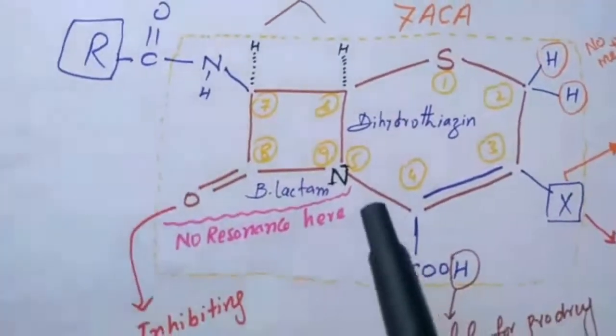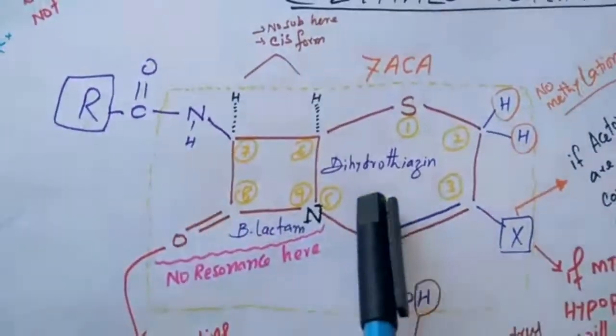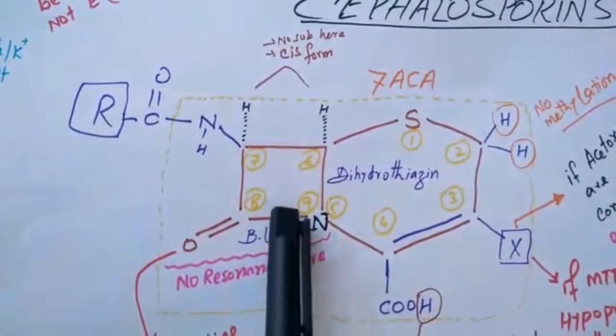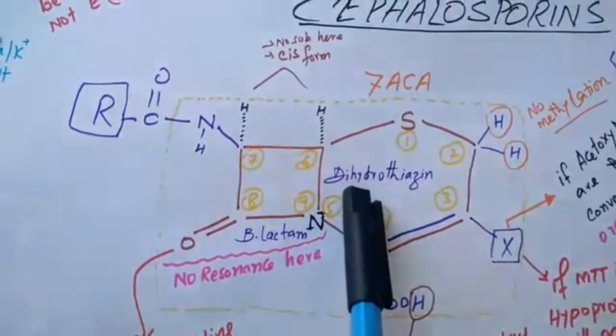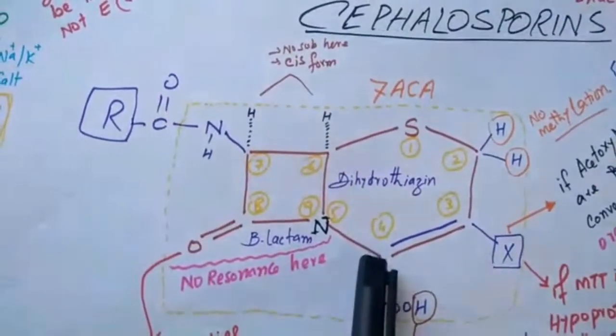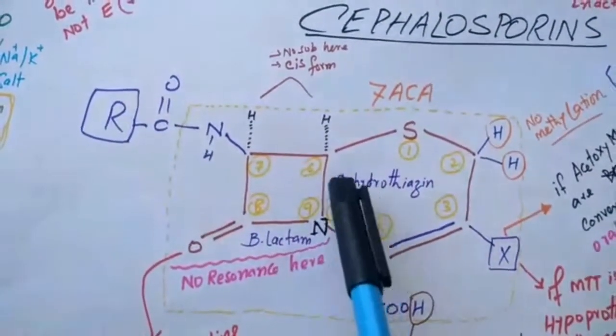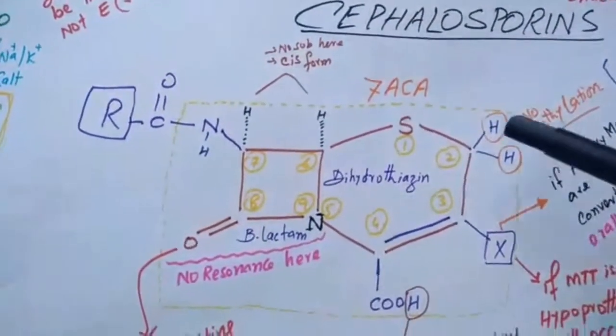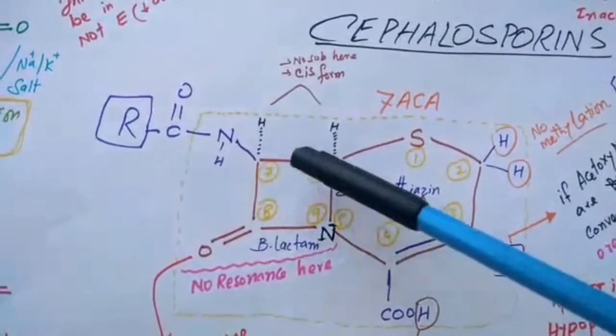The structure consists of two fused rings. One is a beta-lactam ring and one is a dihydrothiazine ring. Both rings must be in fused form. This is 1, 2, 3, 4, 5, 6, 7, 8, 9.